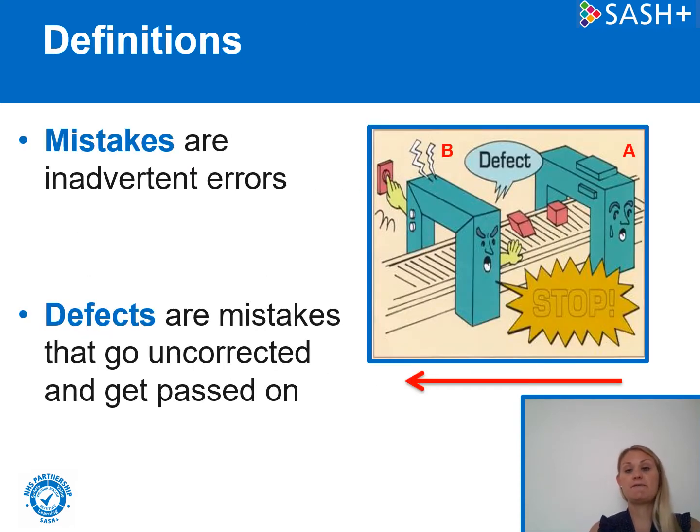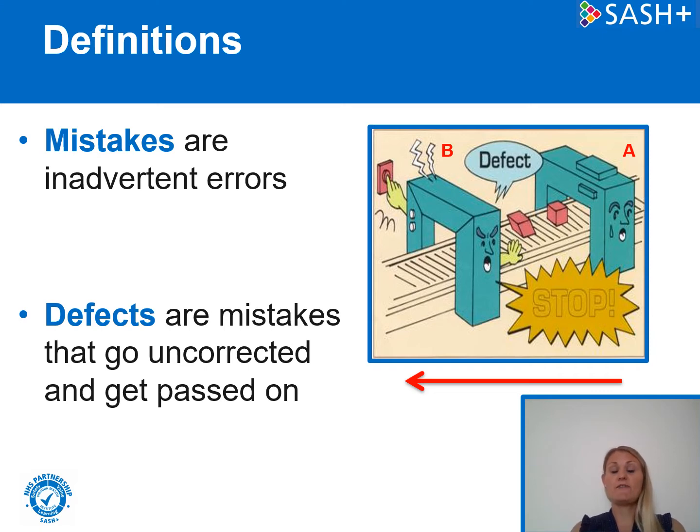So to start off with some definitions. Mistakes are inadvertent errors. On average we each make 6 to 7 mistakes per day. Obviously some of these are quite small, i.e. coming down the stairs and forgetting what you went for upstairs. Some of them have bigger consequences.